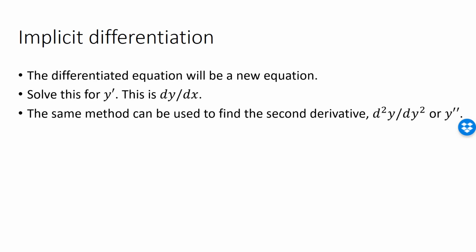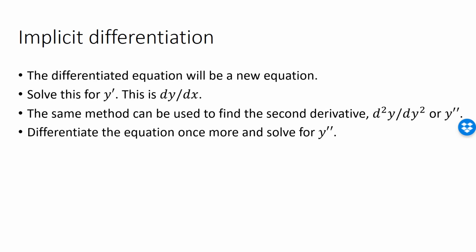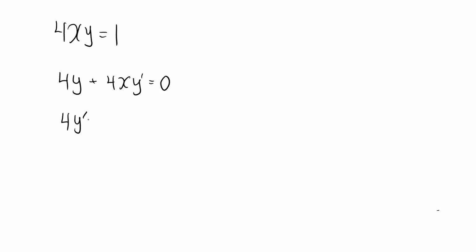We can use the same method to find the second derivative, y double prime. We simply differentiate the equation once again. Let's continue with the example 4xy equal to 1. Differentiating with respect to x gave us 4y plus 4xy prime equal to 0. Differentiating again, and we get 4 from the outer derivative multiplied by y prime from the inner derivative.